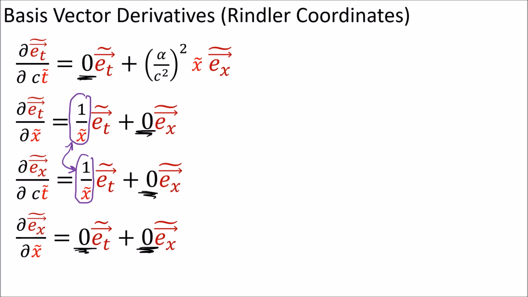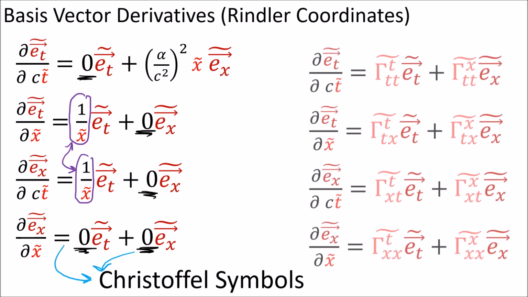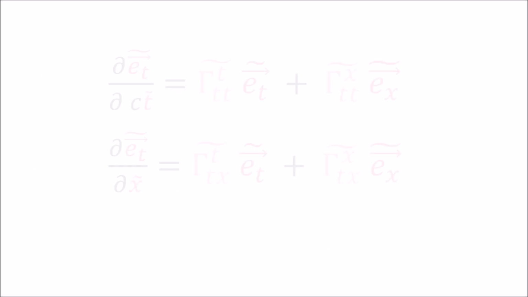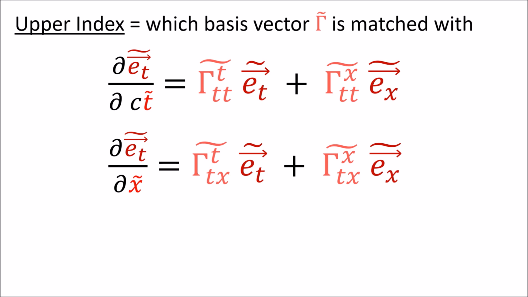These 8 numbers that keep track of the changes of the basis vectors have a special name. We call these terms the Christoffel symbols, and they are denoted by the Greek letter capital gamma with 3 indices. The upper index tells us which basis vector they are matched with. So when we see t up top, we know it's paired with the time basis vector, and x on top means it is paired with the x basis vector.